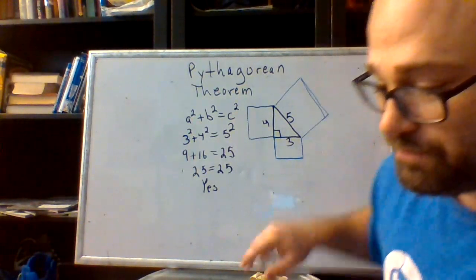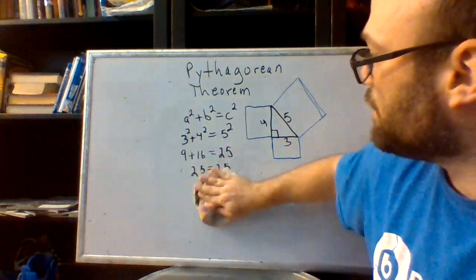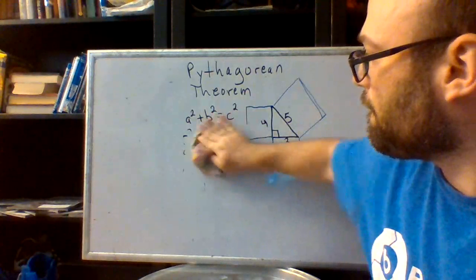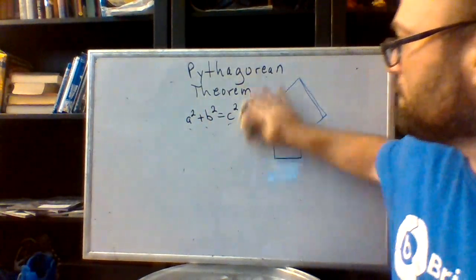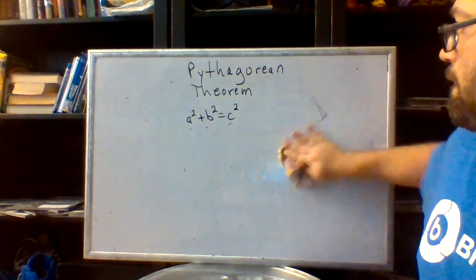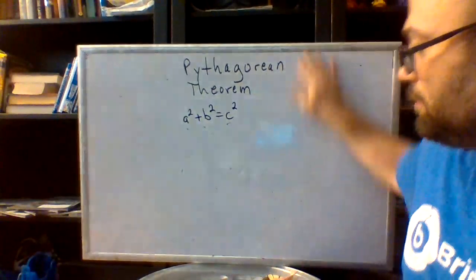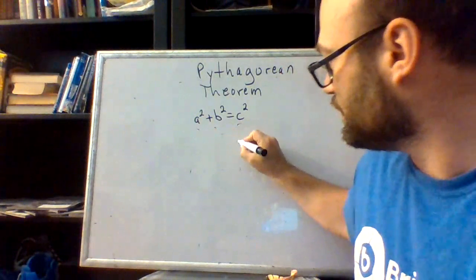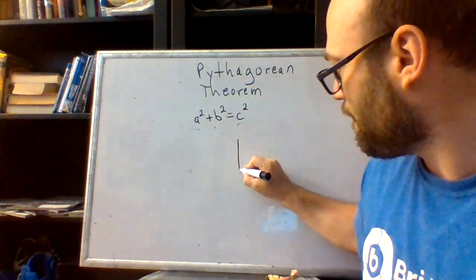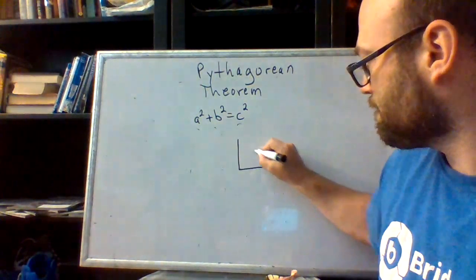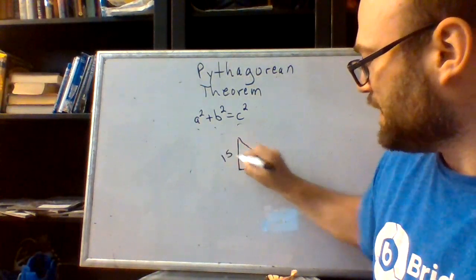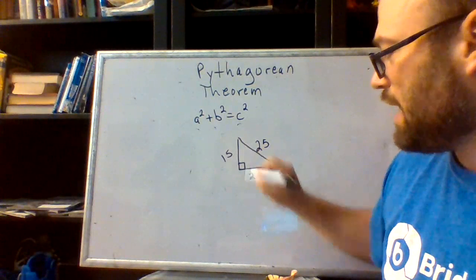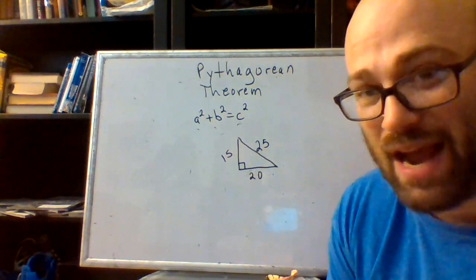So let's do another one. Remember, this only works on right triangles. Let's say I have one that is 15 by 20 by 25. So we have these dimensions. Is this an actual right triangle?